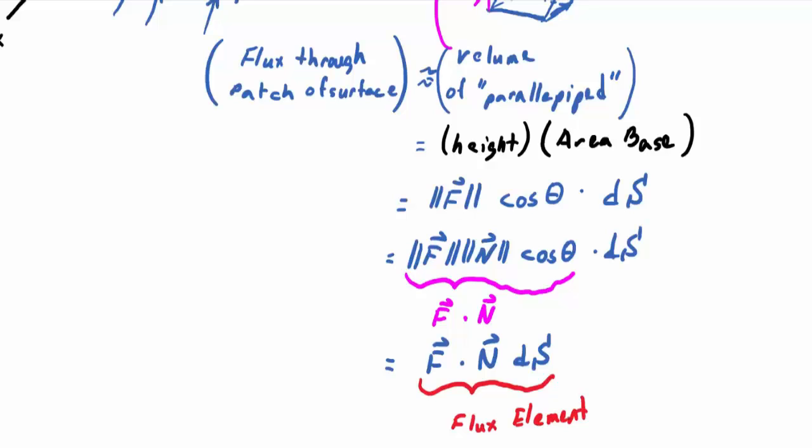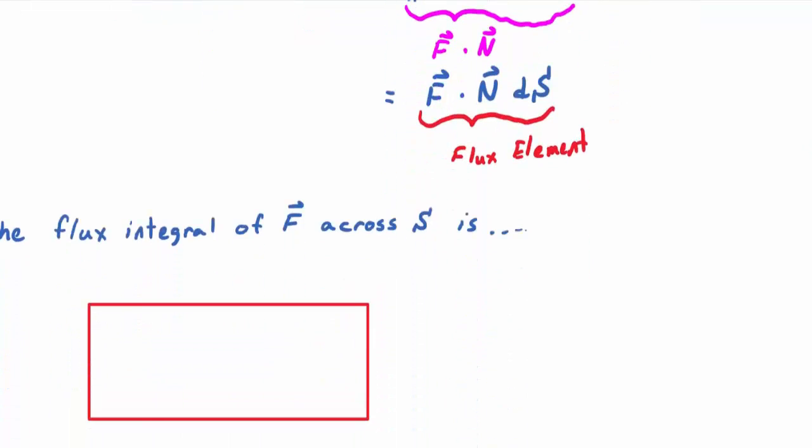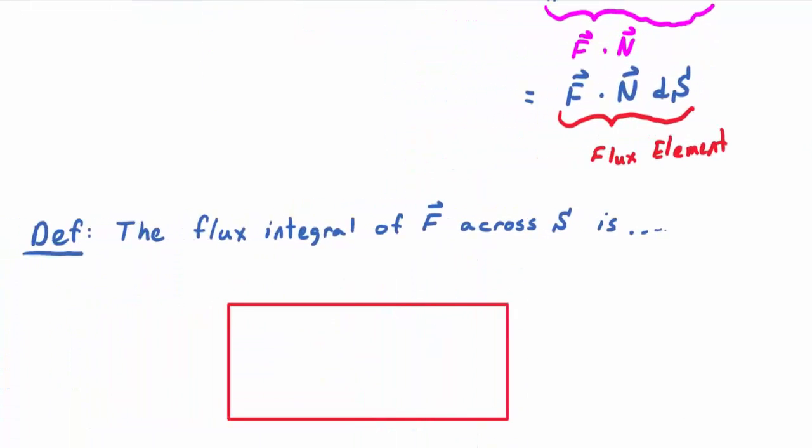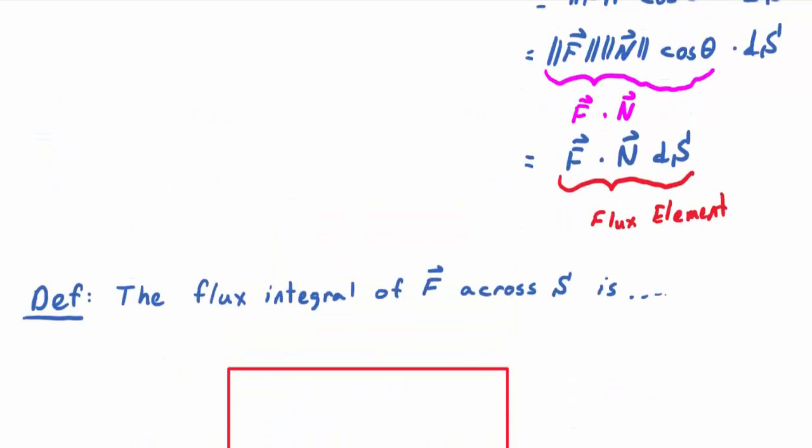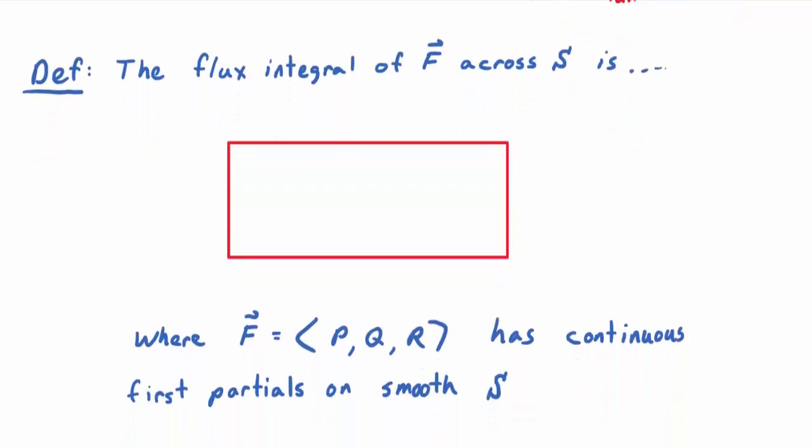Now imagine summing all such flux elements together over that grid of patches, and then taking the limit as that grid gets finer and finer. And if that's a Riemann sum, and if that limit exists, you've got yourself a flux integral. Okay, so let's fill in the box then. Based on that flux element, what should the flux integral look like?